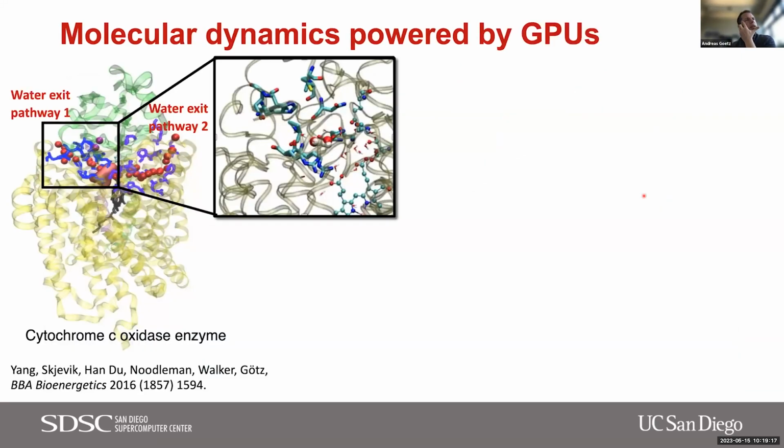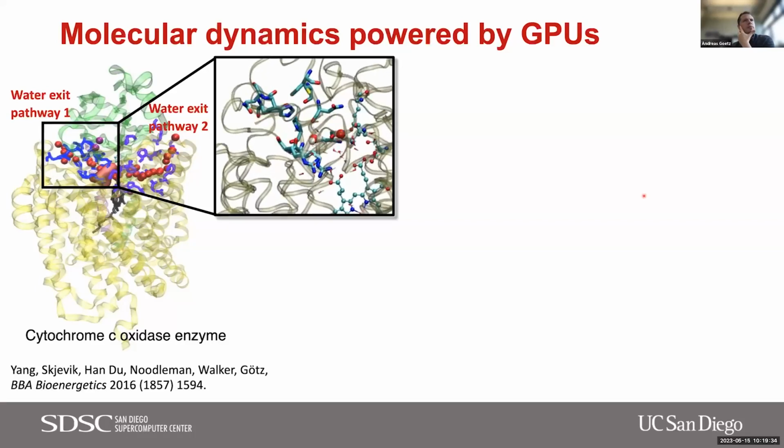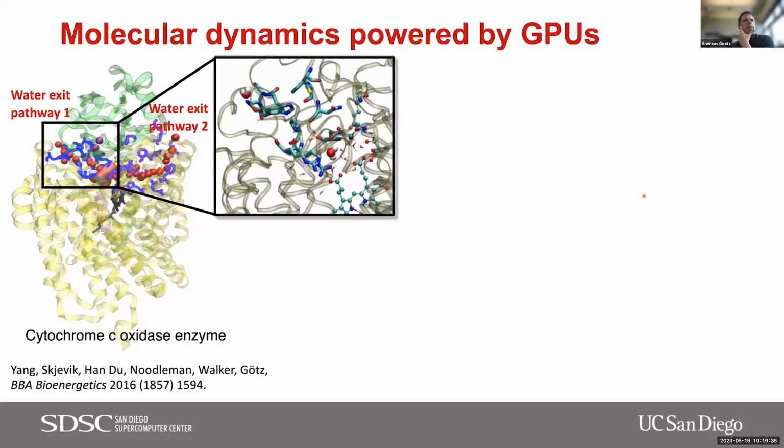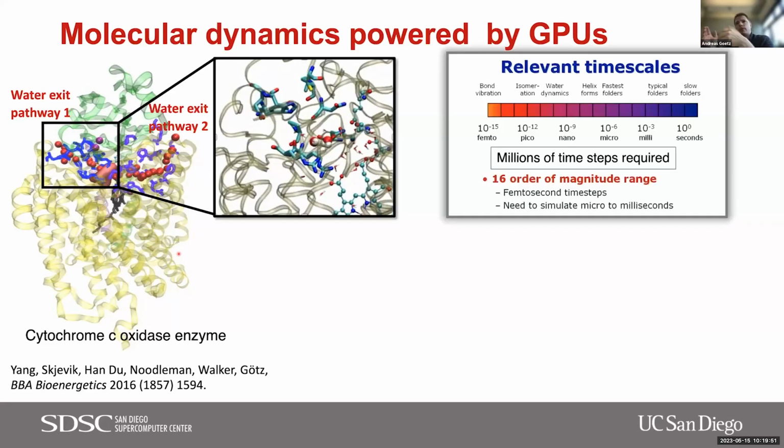Now, why molecular dynamics powered by GPUs? Let me show you a few things just very briefly and make the case for that. So we see here a fancy visualization of a molecular dynamics simulation that I performed a bunch of years ago, where we identified a water exit pathway in this enzyme that is embedded in a membrane, right? And so when you run these simulations, you have on the order of 100,000 atoms to 1 million atoms. Those are the typical orders of magnitude that people are simulating.